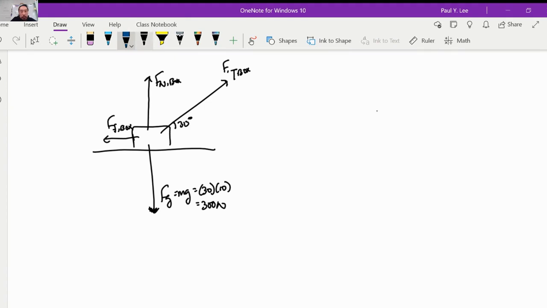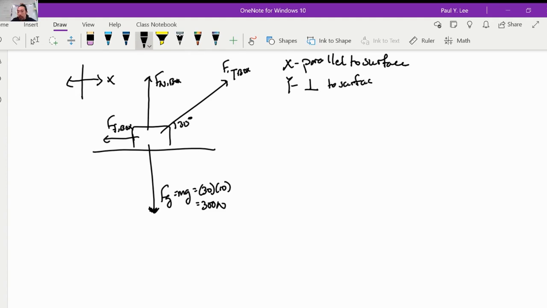So if I take a look here, my x and my y-axis. This is my x-axis, and my x-axis is usually parallel. So let's write that there: x-axis is parallel to surface. And the y-axis is perpendicular. So that's a symbol for perpendicular to surface.